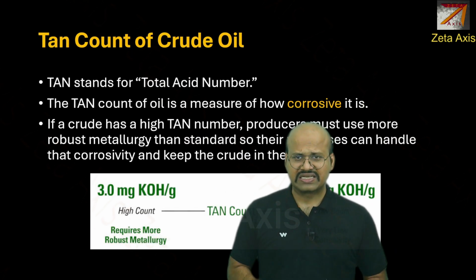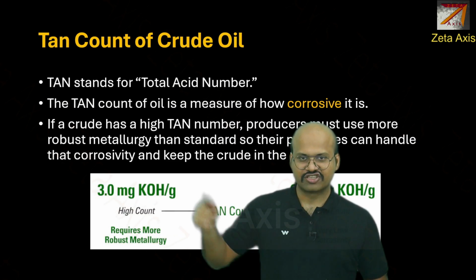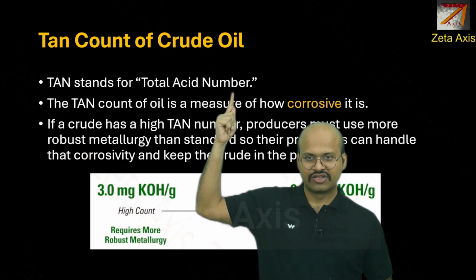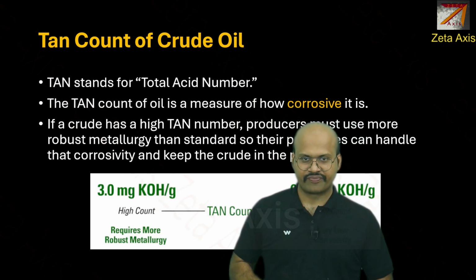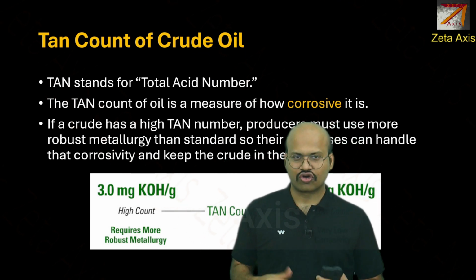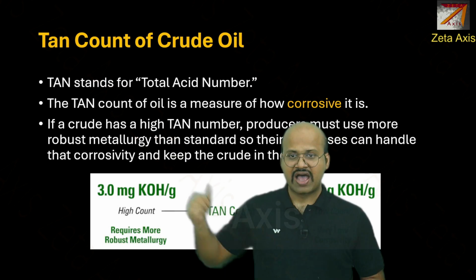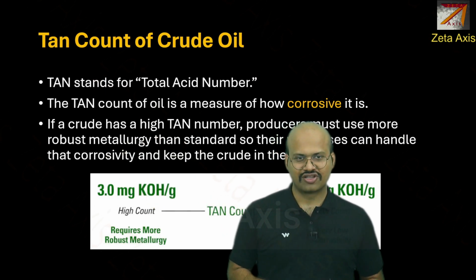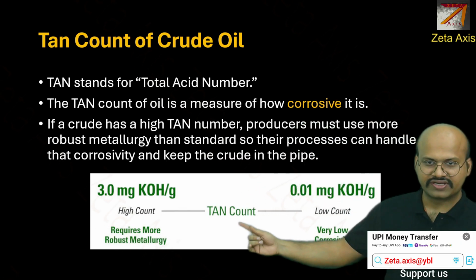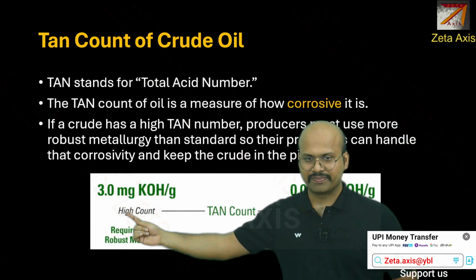Next is the TAN count of crude oil. TAN means total acidic number. So this basically represents how corrosive the crude oil is. And if the crude oil is highly corrosive, then the equipment should have robust metallurgy so that it can withstand the corrosiveness of this oil over time. There is the TAN count. You can see, the higher the number, the higher the TAN count.